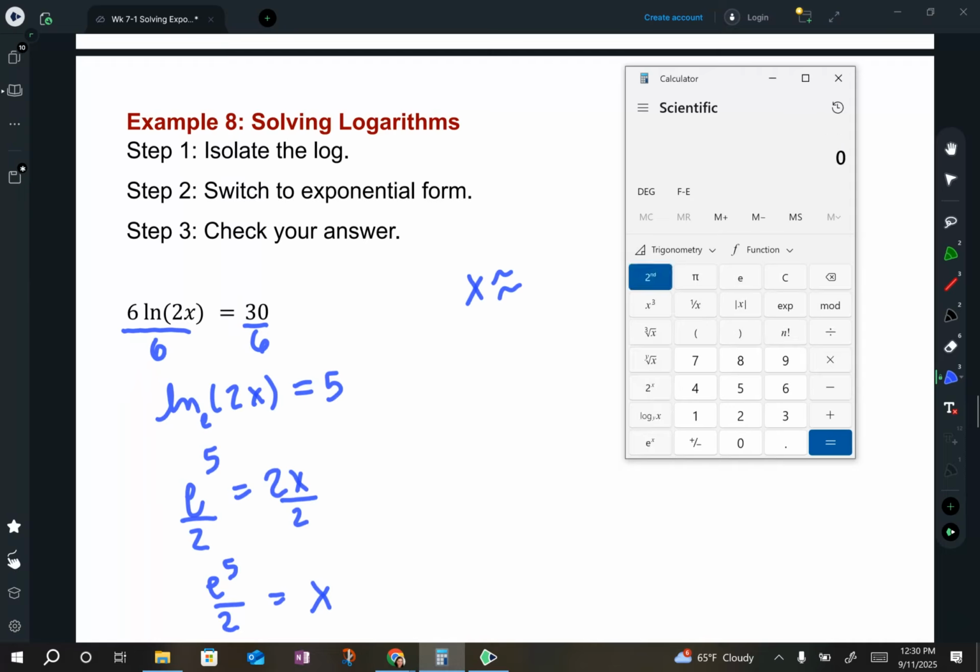So we're going to go second, 5, e to the x, divided by 2, and we get about 74.2.